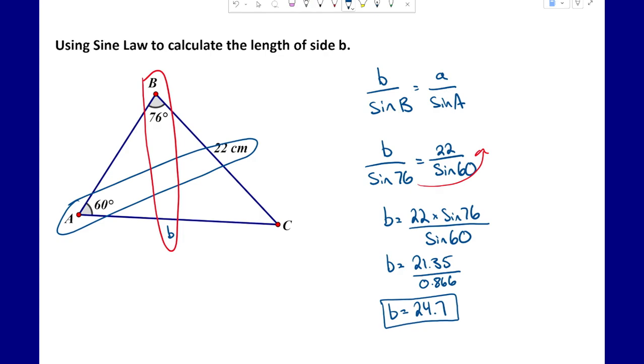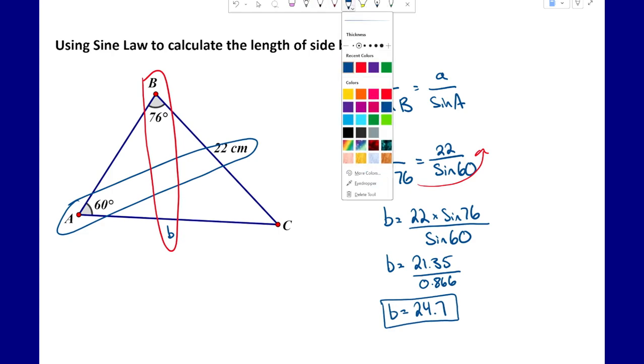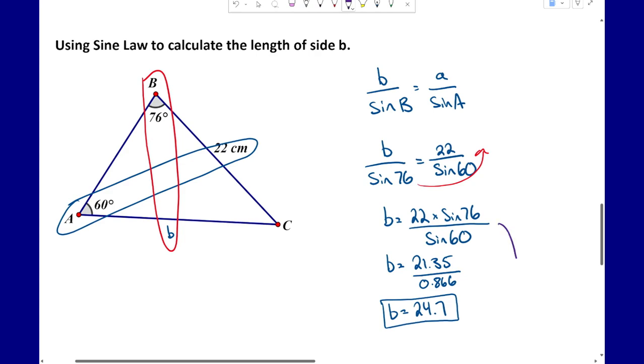If you're comfortable with your calculator, you could go right from this step to here. You don't need to show the in-between. It just depends on how comfortable you are with your calculator. So you don't need to show this in-between part here.